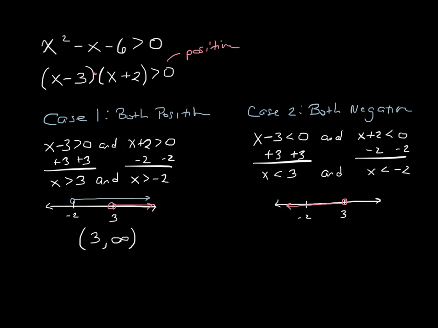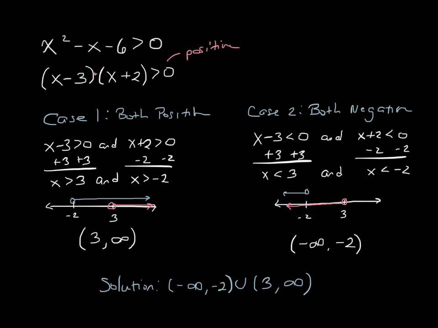Numbers less than negative 2 are here, and here's the overlap. So here we have all of the values that are less than 3 and less than negative 2. So that would be all the way from negative infinity up until negative 2. And that turns out to be our solution. It's the union of these two sets. So negative infinity to negative 2, or 3 to infinity, which is what we saw graphically on the previous page.